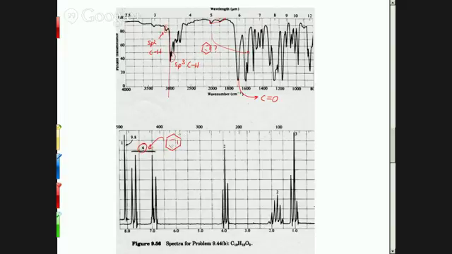Now, this ring has 6 carbons on it. So if there are 4 hydrogens, what does that tell us about the other 2 carbons? Yeah, exactly. Those carbons are attached to other stuff. So we can come up with another piece here as being something like this. 4 hydrogens, 1, 2, 3, 4, and then 2 connection sites, 2 spots that can go on and connect to other stuff.